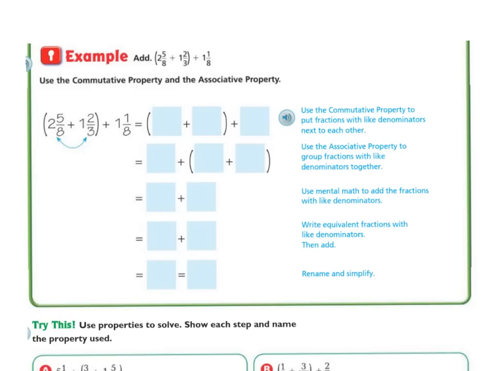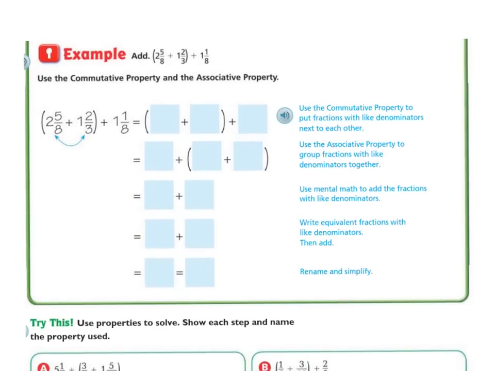All right, so now let's use the commutative property. So that means just swapping. So on this particular problem, I have 2 5/8 plus 1 2/3 plus 1 1/8. I want to swap them so that I can get the 8s to be the same on the bottom, so it's a little bit easier to add. So I'm going to change this. This is going to be 1 2/3 now, plus 2 5/8, because I just swapped those two. And then I'll keep my 1 1/8 over here.